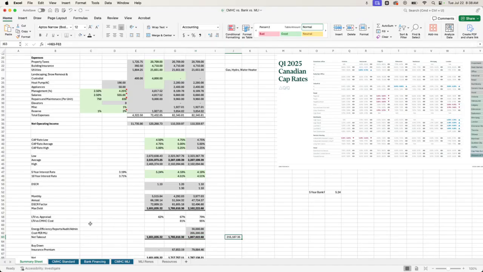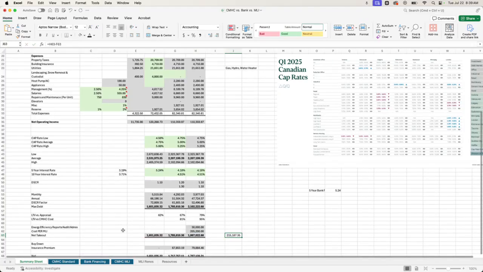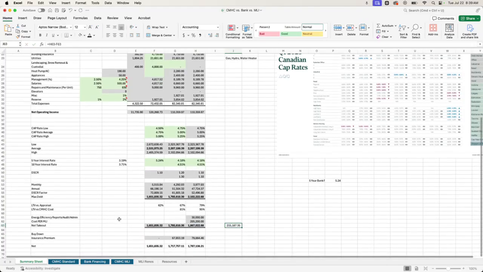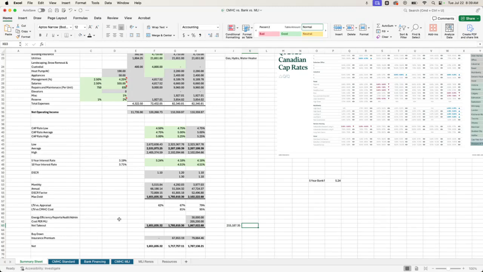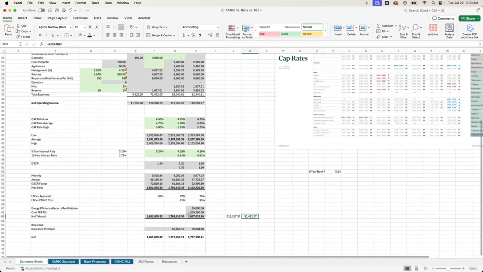Experience when you compare to bank financing of 200K. So you can say, all right, well, if you want that 200 extra K, you're not necessarily going to go bank financing. But then when we compare it between the two here, you're only getting 81K more out.